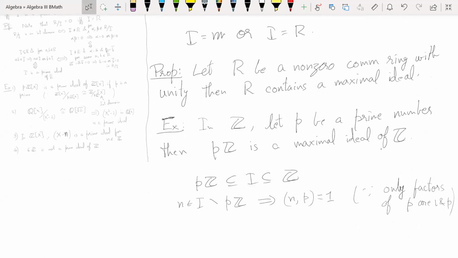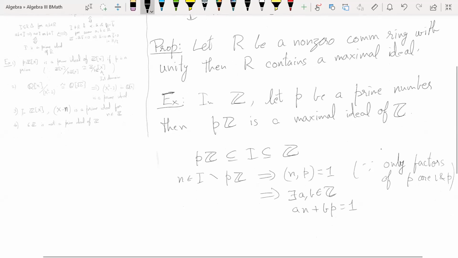So now if the GCD of N comma P is 1, what does that mean? This we know from facts about integers: if the GCD is 1, then there exist integers A, B such that AN plus BP is equal to 1. So this tells us that 1 we can write as some Z-linear combination of N and P.